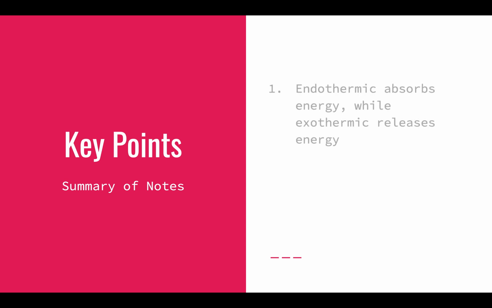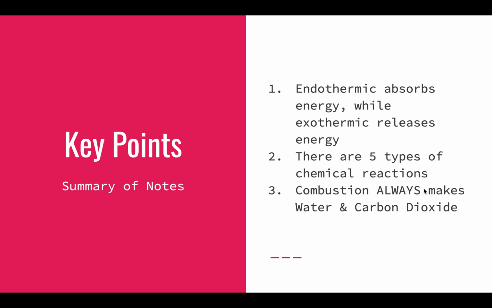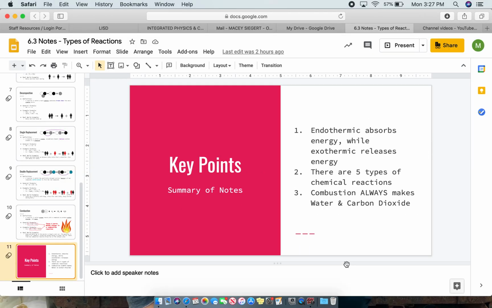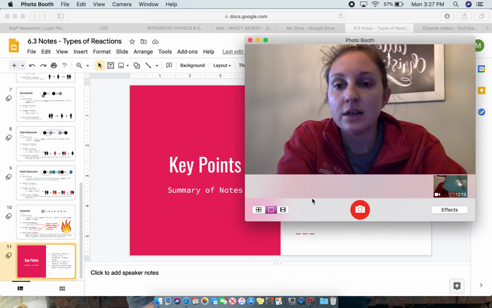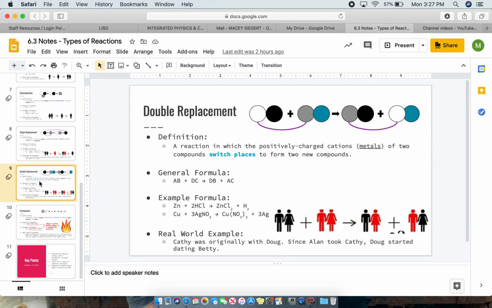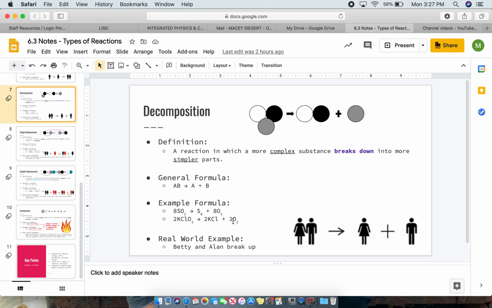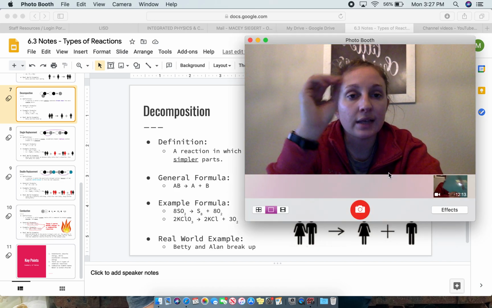All right, key points of our notes today. Endothermic absorbs energy while exothermic releases energy. There are 5 types of chemical reactions. Okay, and our last key point is combustion always makes water and carbon dioxide. Okay, so what that means for you guys is that you're going to have to look at chemical equations. So if I look here, you're going to have to look at these equations and know that they are single replacement. Okay, you'll have to look at these equations and know that they are decomposition. All right, so the main thing you got to do is identify these things.